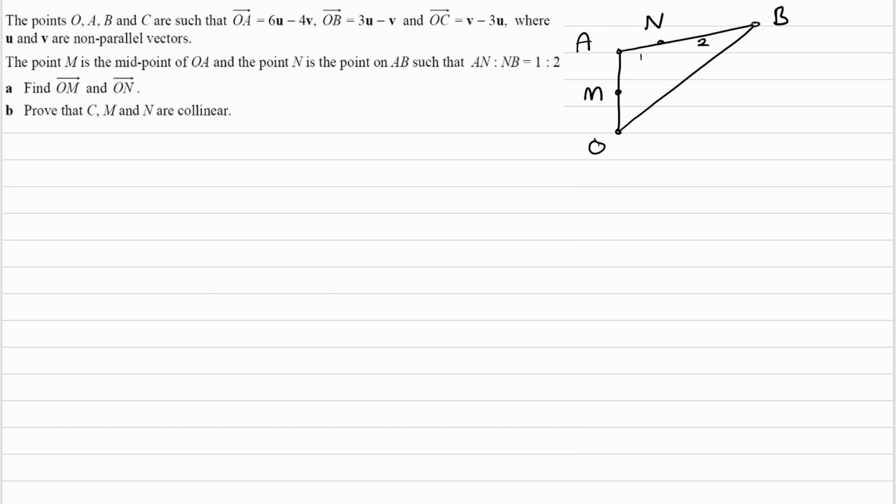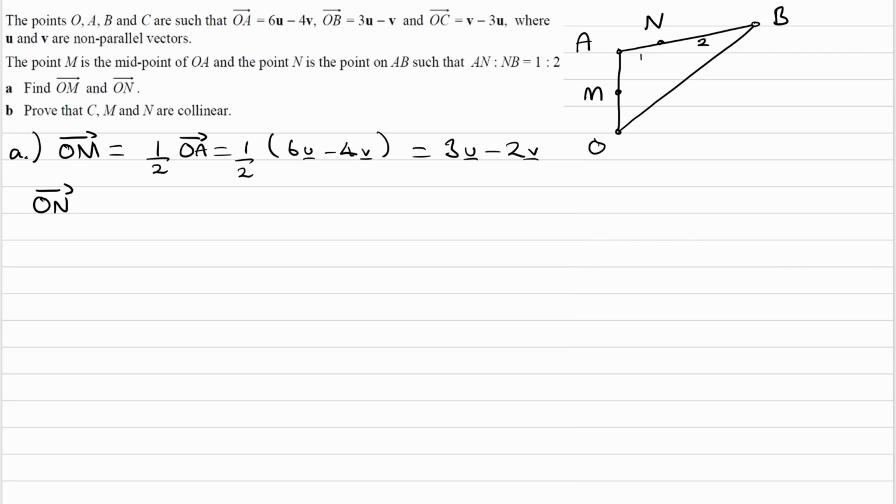So we're trying to work out to begin with what is OM and ON. So let's start with OM. OM is simply going to be half of OA. So if OA is 6u minus 4v, it will be a half of 6u minus 4v, and that would then be 3u minus 2v.